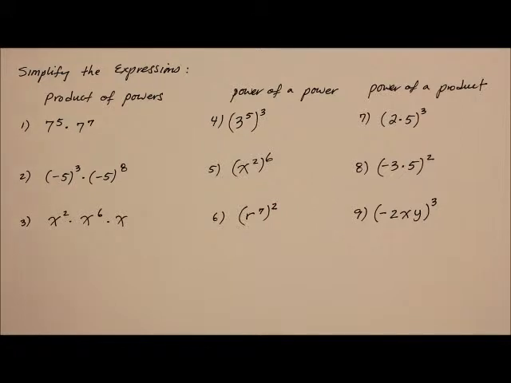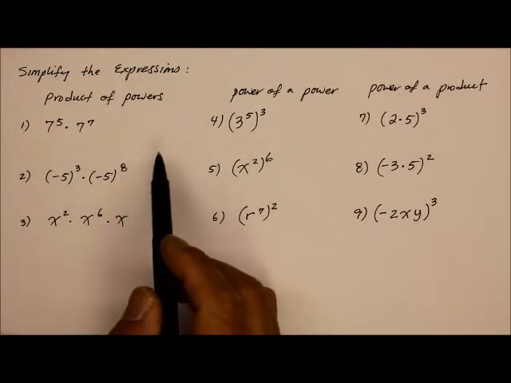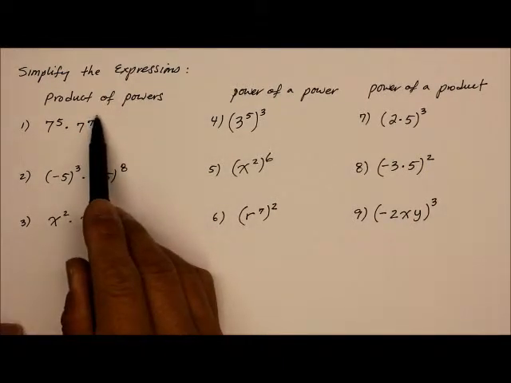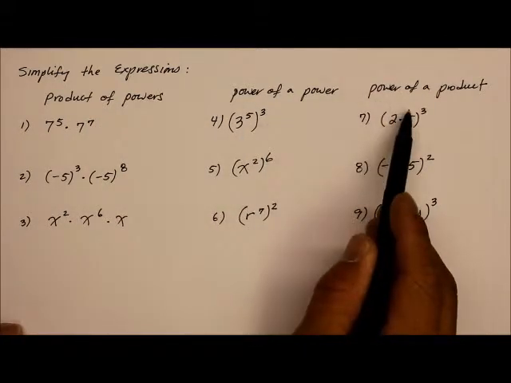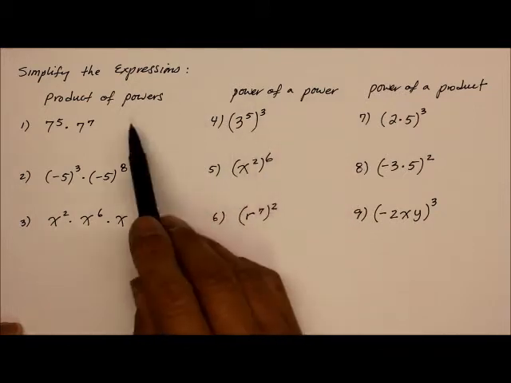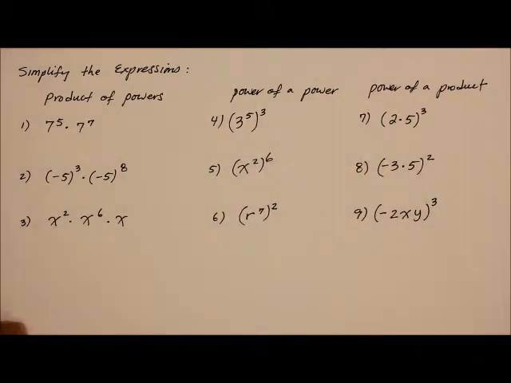Hi, this instructional video is about the rules of exponents, and this particular one is about multiplication properties. Now there's three types of multiplication properties. First we have product of powers, power of a power, and power of a product. Sounds like a tongue twister, doesn't it? But let me give you a quick example for each one of them.